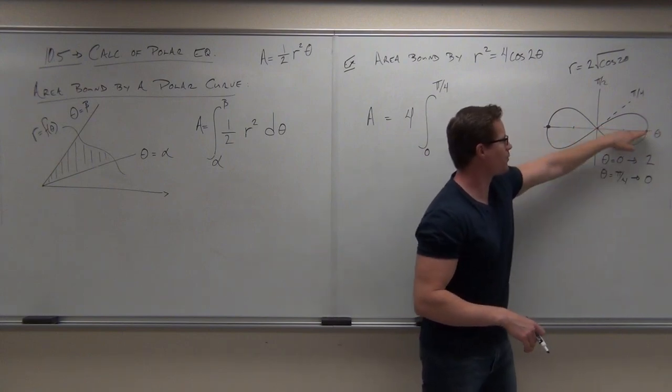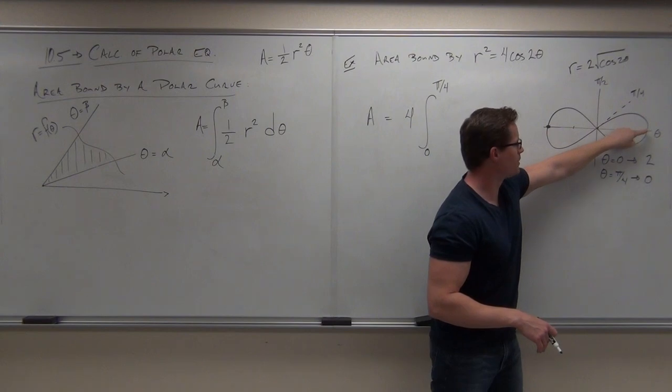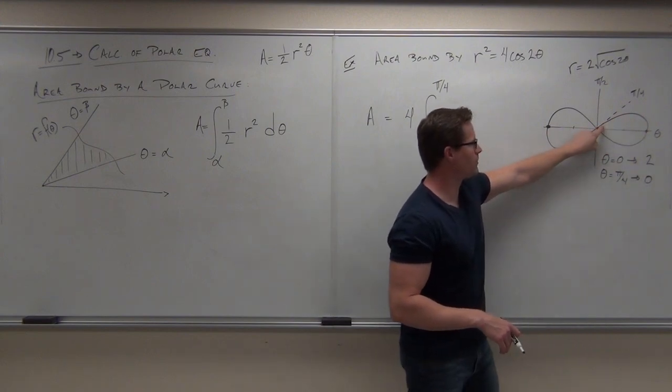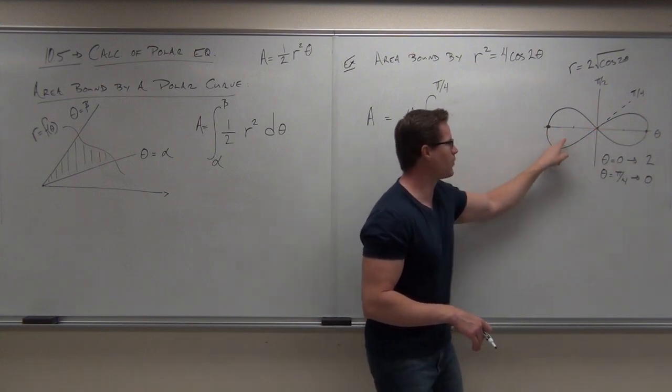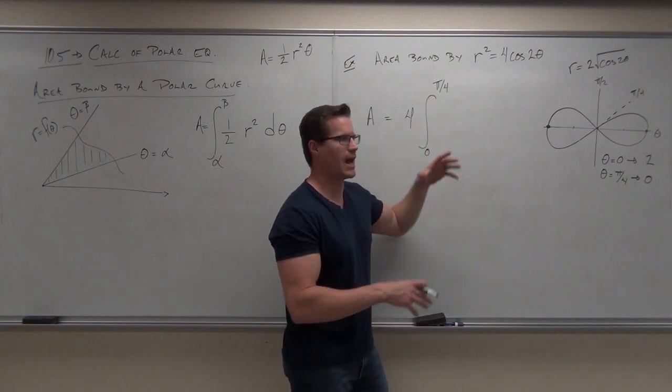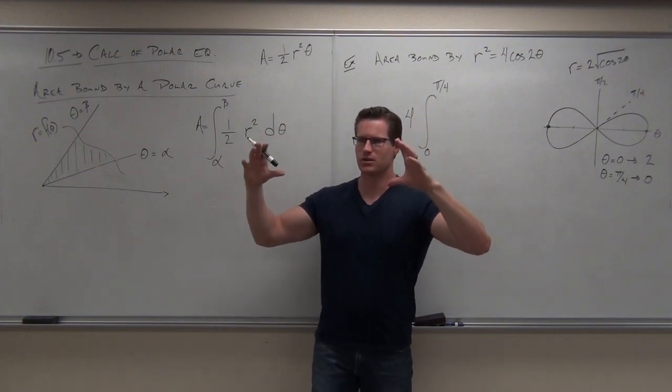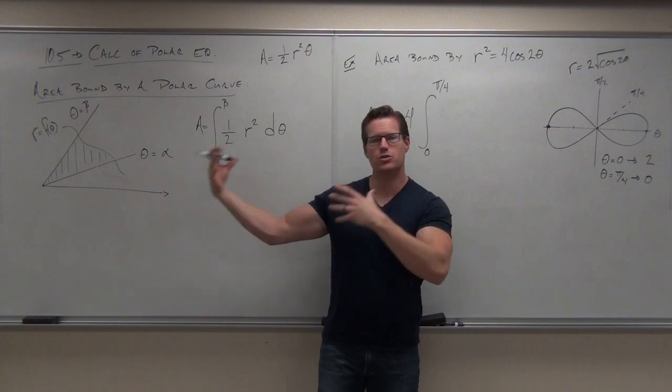At theta equals pi over 4, I was at 0. So from 0 to pi over 4, I get this little lobe. If I multiply 1, 2, 3, 4, and just go from 0 to pi over 4, I'm going to have the whole entire area of that shape. You get me? Now, use the formula.